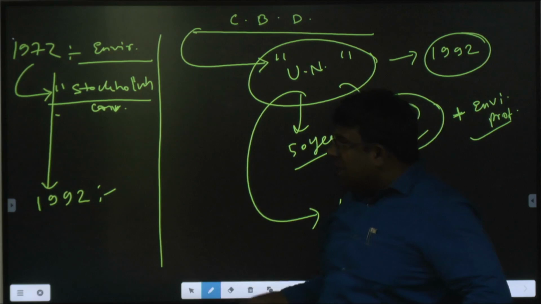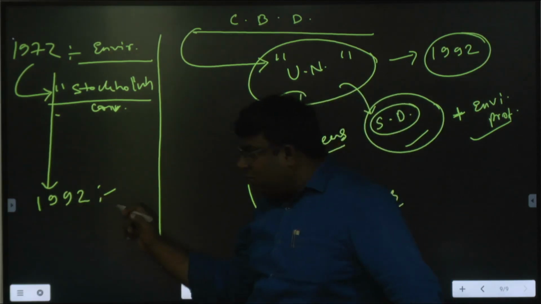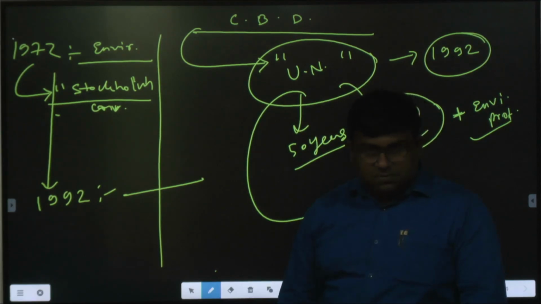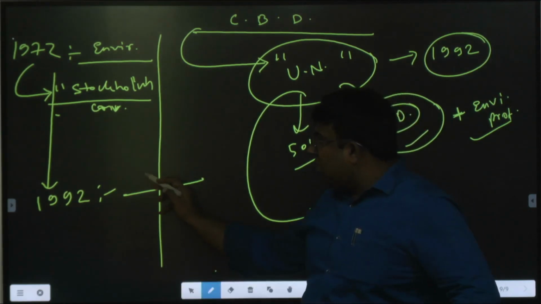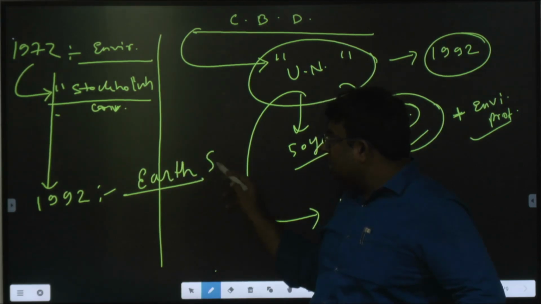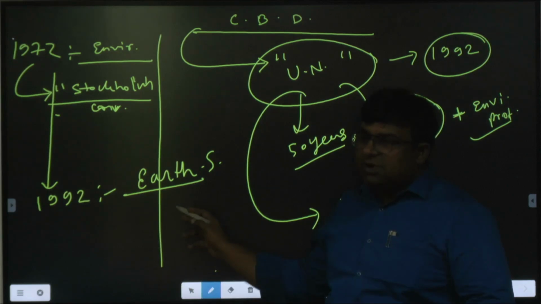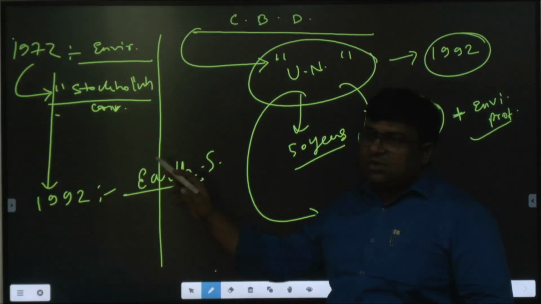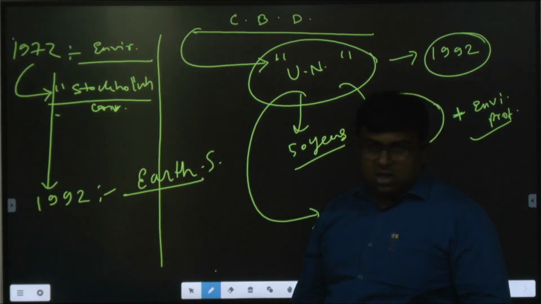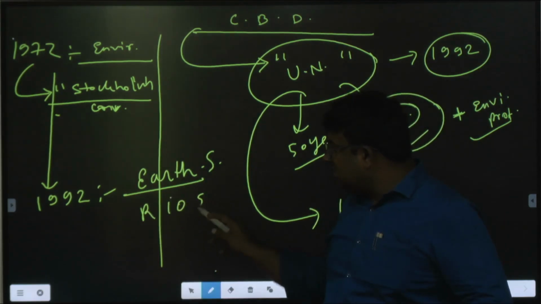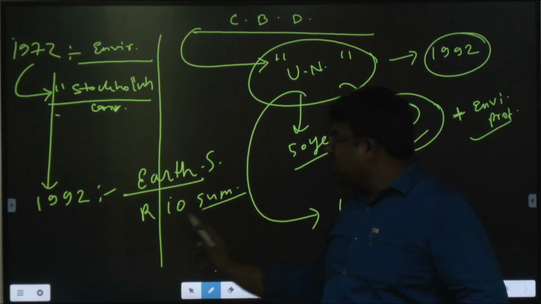और उसके लिए यूनाइटेड नेशन ने 1992 में एक दूसरा कॉन्फ्रेंस ऑर्गेनाइज किया, एंड नेम ऑफ दैट कॉन्फ्रेंस इज Earth Summit. Since that conference was organized in Rio de Janeiro city of Brazil, that's why that conference is also known as Rio Summit.